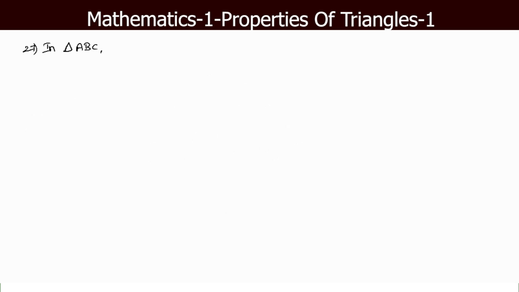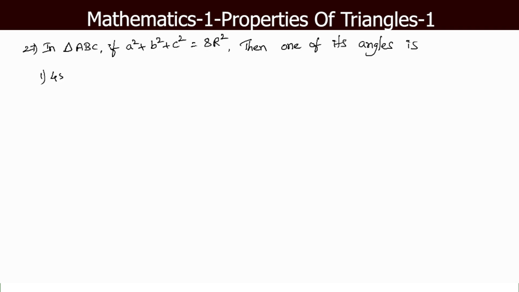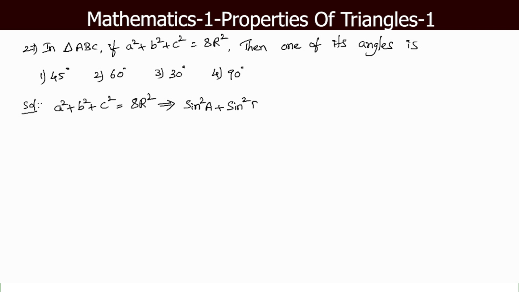Next, in triangle ABC, if a square plus b square plus c square is equal to 8R square, then one of its angles is 45, 60, 30 or 90 degrees. A square plus b square plus c square equals 8R square implies, write a is equal to 2R sin A, etc. You will get sin square A plus sin square B plus sin square C is equal to 2. But sin square A is (1 minus cos 2A) by 2, plus (1 minus cos 2B) by 2, plus (1 minus cos 2C) by 2. So that indicates cos 2A plus cos 2B plus cos 2C is equal to minus 1.